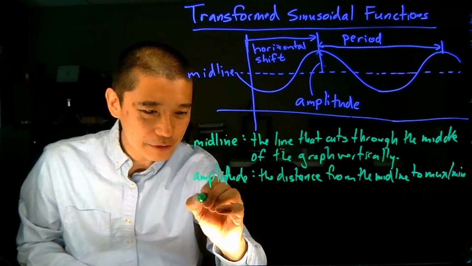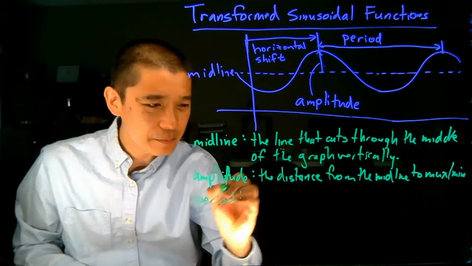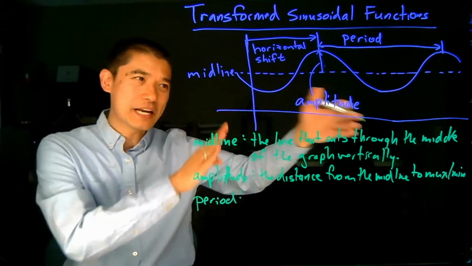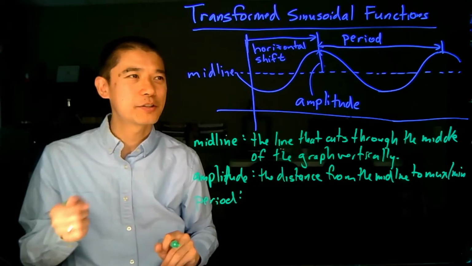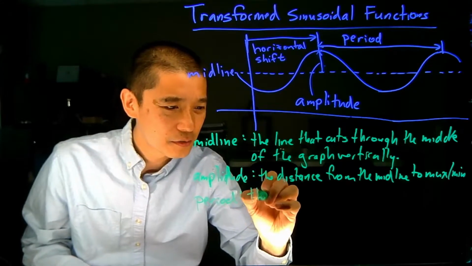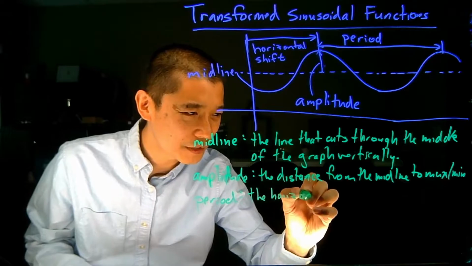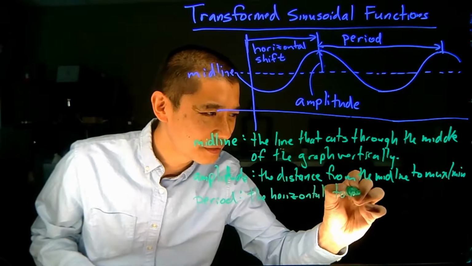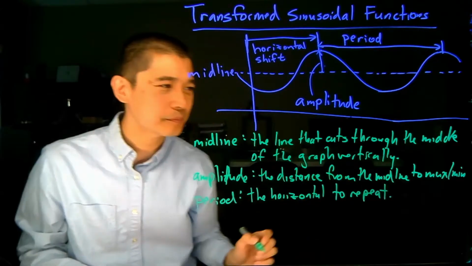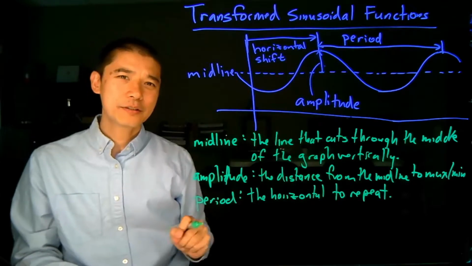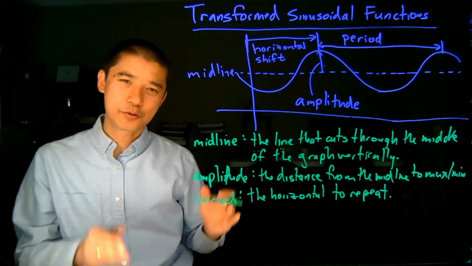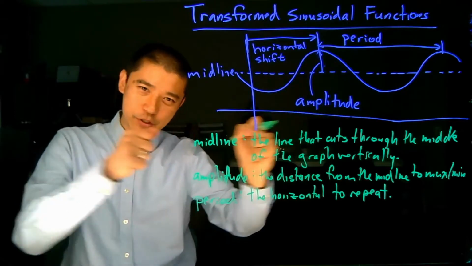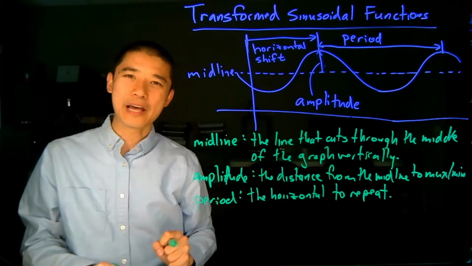Next, we have the period. The period is the amount of time, well, I say time, but the amount of horizontal distance it takes to repeat. Right, and so this in the basic sine and cosine function is 2 pi, but if it's been stretched horizontally or compressed horizontally, that value will change.